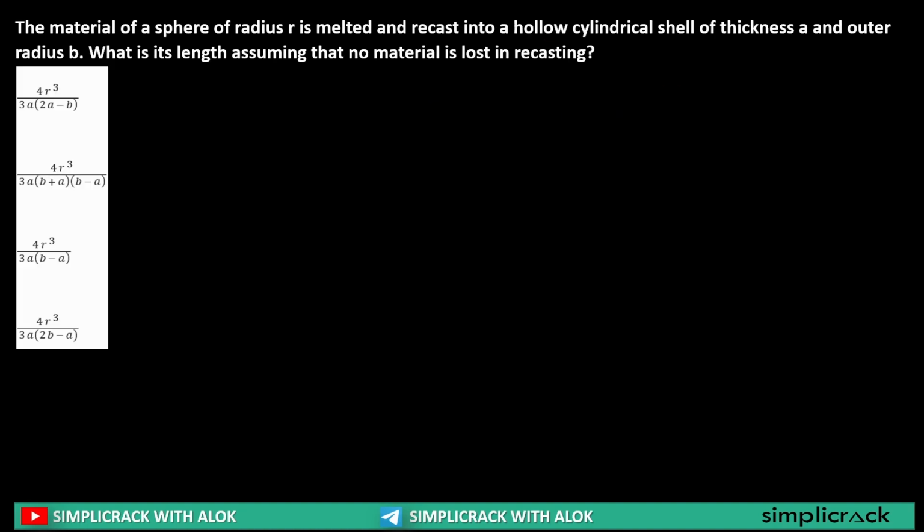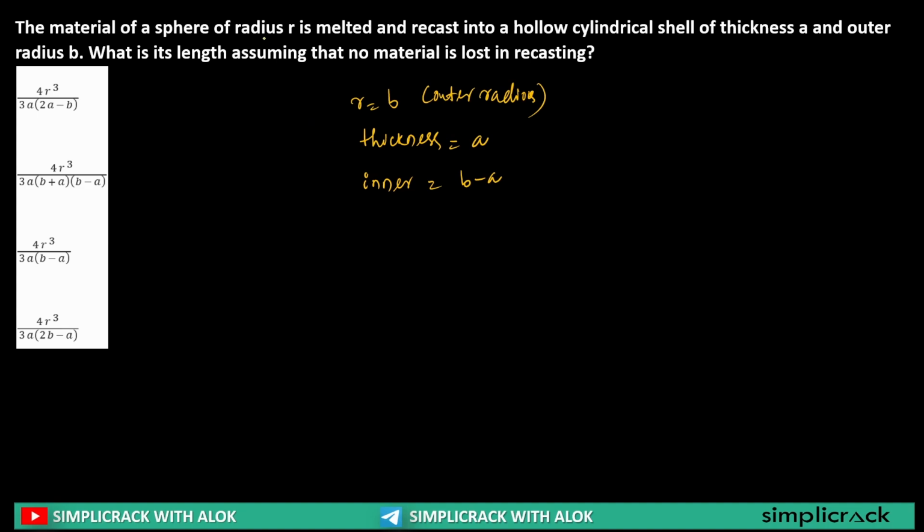Now, the material of a sphere of radius r is melted and recast into a hollow cylindrical shell of thickness a and outer radius b. That means the outer radius is b, and the thickness is equal to a. So the inner radius is equal to b minus a. Clear? Now it is recast and made into a hollow cylindrical shell of thickness a. What is the length, assuming that no material is lost?